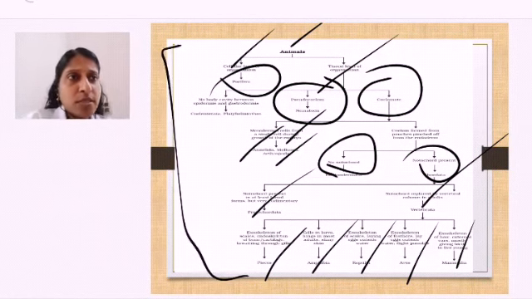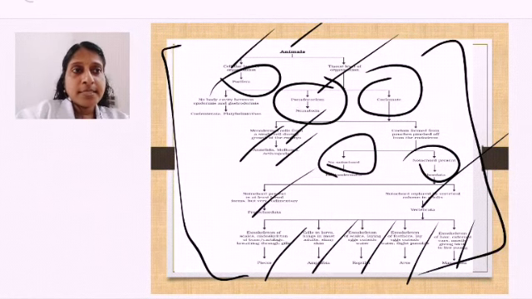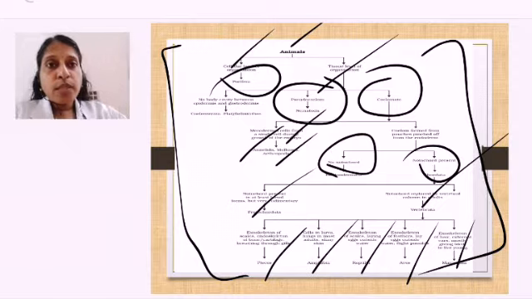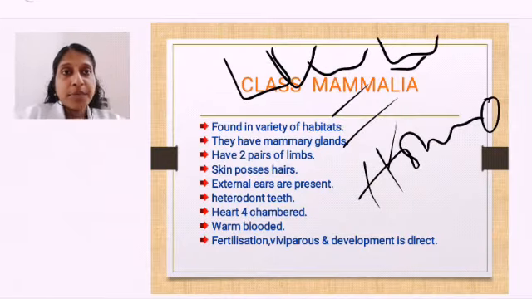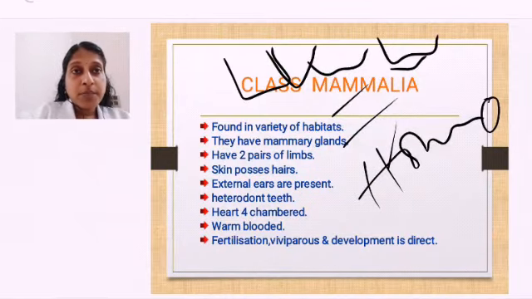So this chart is not necessary for writing in your notebook as it is there in your text. All the characteristics till Mammalia have to be covered. With this we are winding up this chapter.